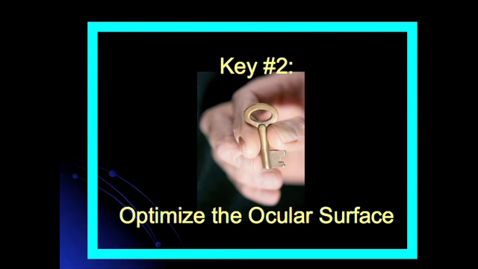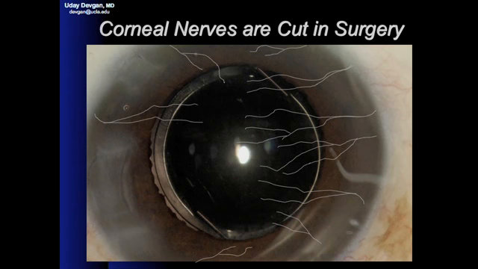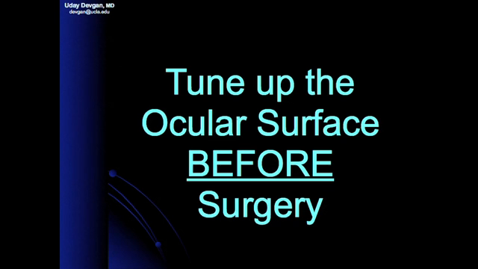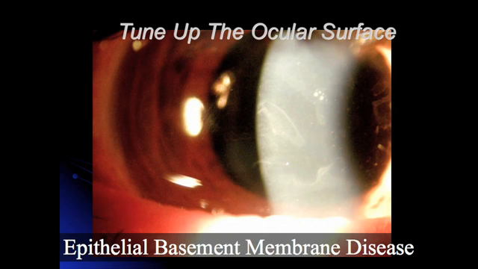My second key, besides getting good accurate refractive results, is really cleaning up the ocular surface. And I've been burned here before. Remember that corneal nerves are cut during cataract surgery, both without incision and also for LRIs. And this can induce some degree of dry eye syndrome. So I want to tune up the ocular surface before surgery. So any blepharitis should be addressed. Ocular surface disease, again, there's my EBMD patient.